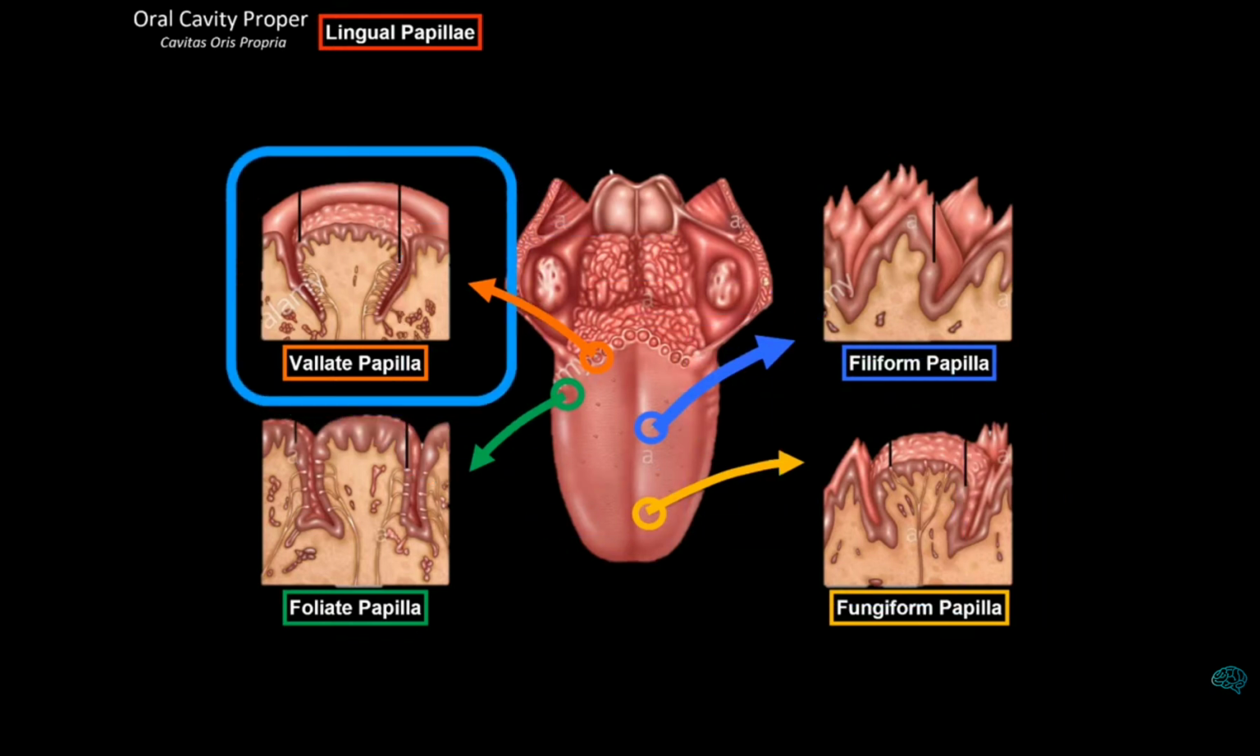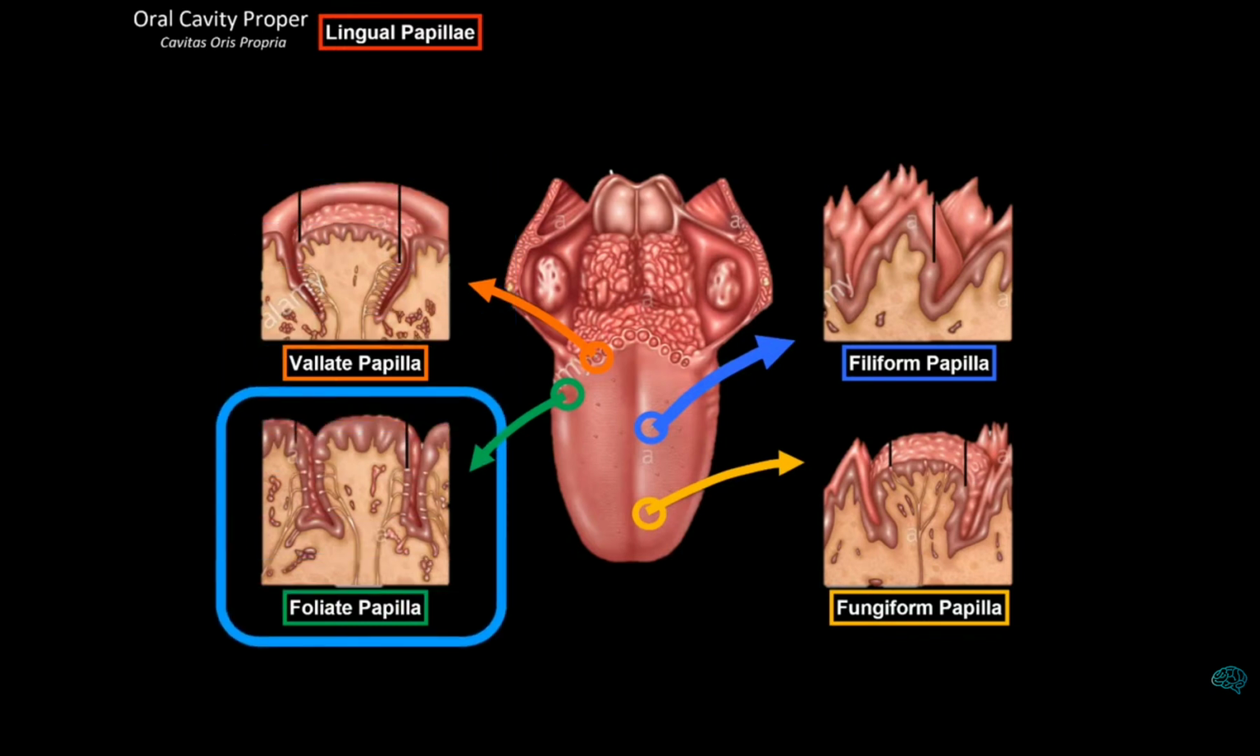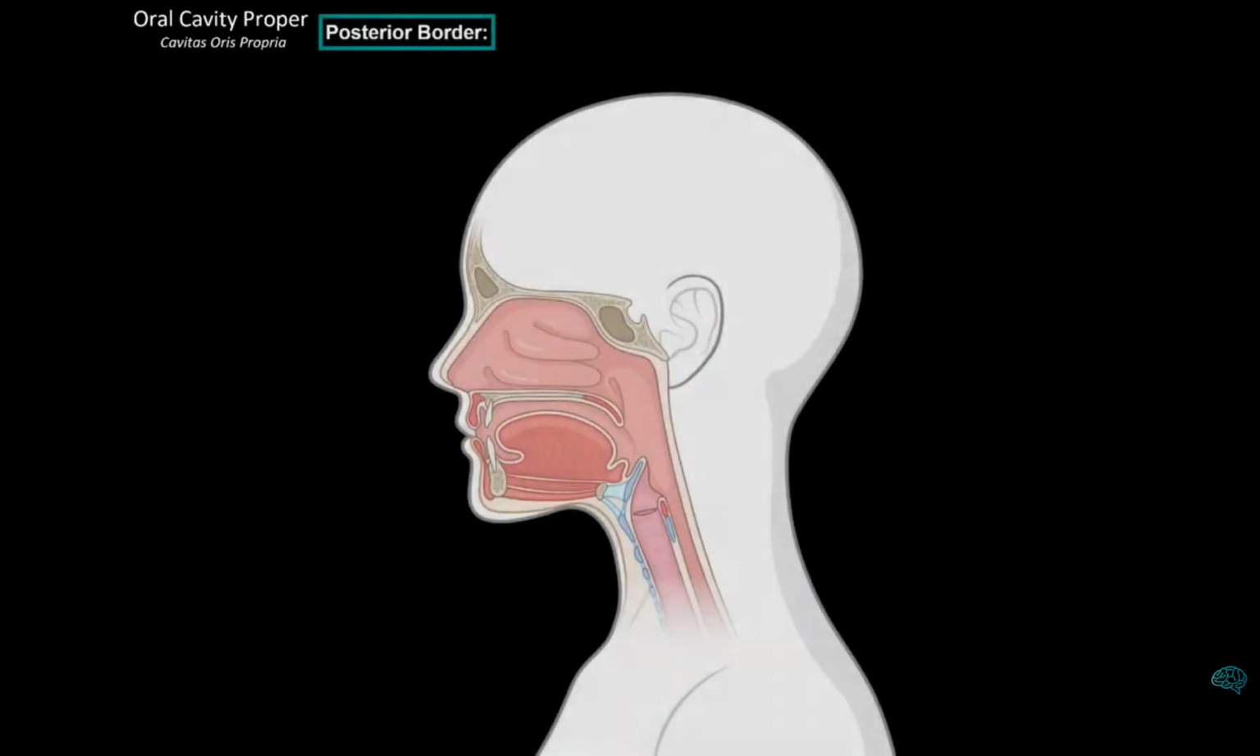The vallate papilla is located near the terminal sulcus, and this also contains taste buds. Then we have the foliate papilla. The foliate papilla also contains taste buds, and it's located on the lateral regions of the tongue. So that was all the inferior borders.